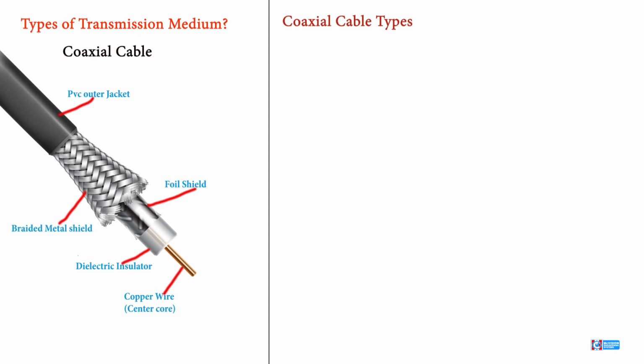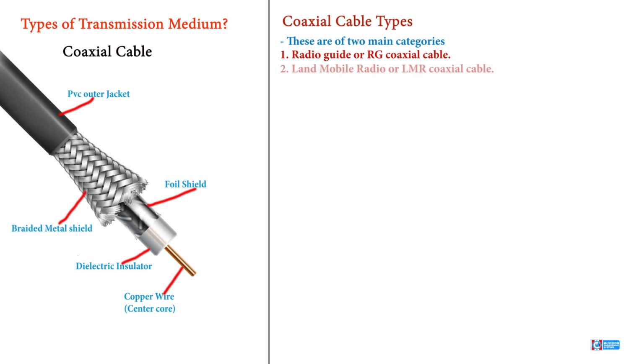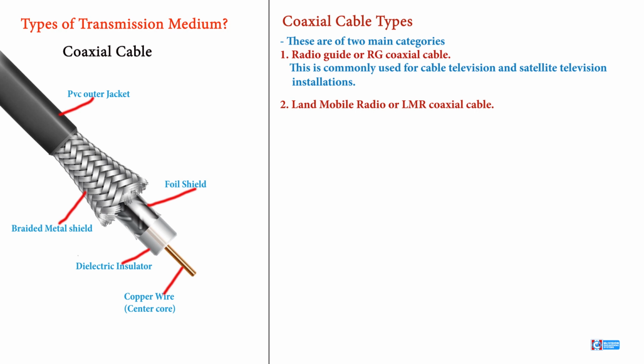Now, let's look at some types of coaxial cables. Coaxial cables are of different types. We can categorize them under two main groups. These include 1. Radio guide or RG coaxial cable. 2. Land mobile radio or LMR coaxial cable. The RG coaxial cable is commonly used for cable television and satellite television installations.